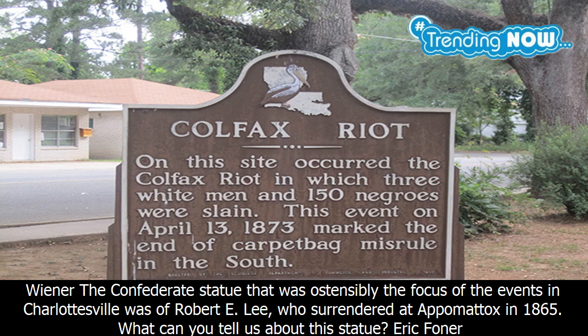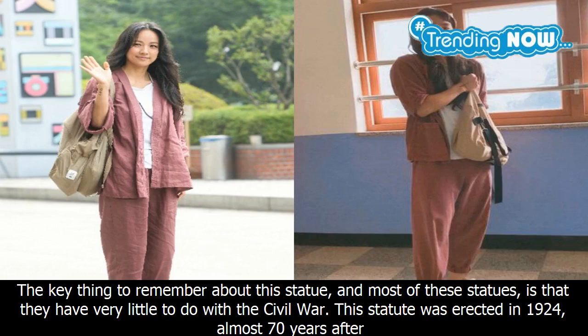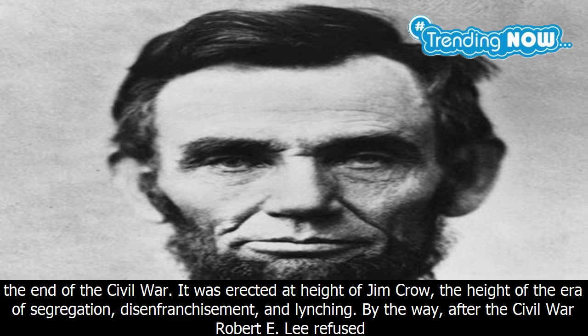John Wiener: The Confederate statue that was ostensibly the focus of the events in Charlottesville was of Robert E. Lee, who surrendered at Appomattox in 1865. What can you tell us about this statue? Eric Foner: The key thing to remember about this statue, and most of these statues, is that they have very little to do with the Civil War. This statue was erected in 1924, almost 70 years after the end of the Civil War.